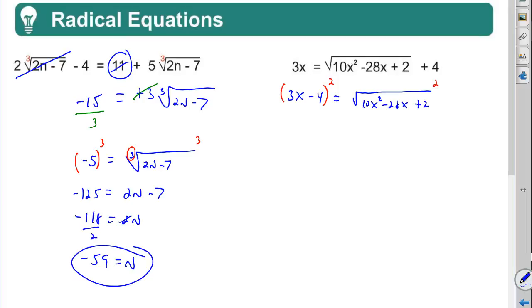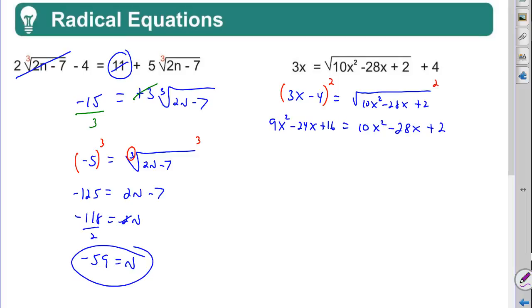Okay, for time's sake, be careful. This is two binomials, right? This is a 3x minus 4 times a 3x minus 4. And so you get 9x squared, a negative 12x, and another negative 12x for a negative 24x, and a negative 4 times a negative 4 is a positive 16. And of course, here we get the 10x squared minus 28x plus 2.